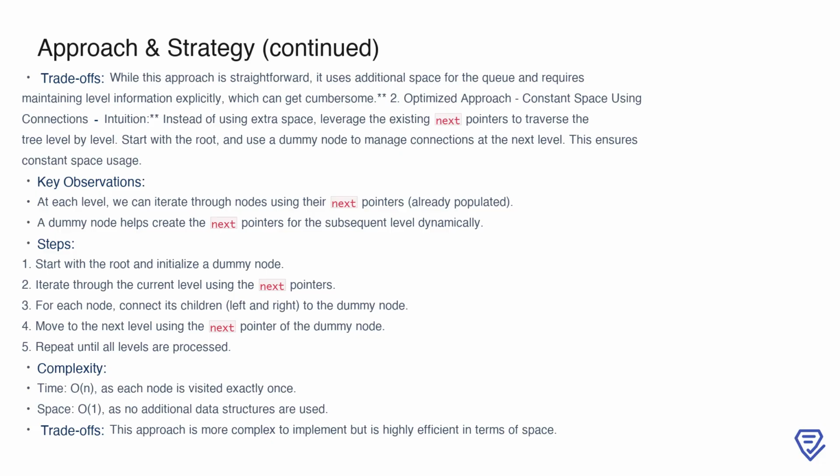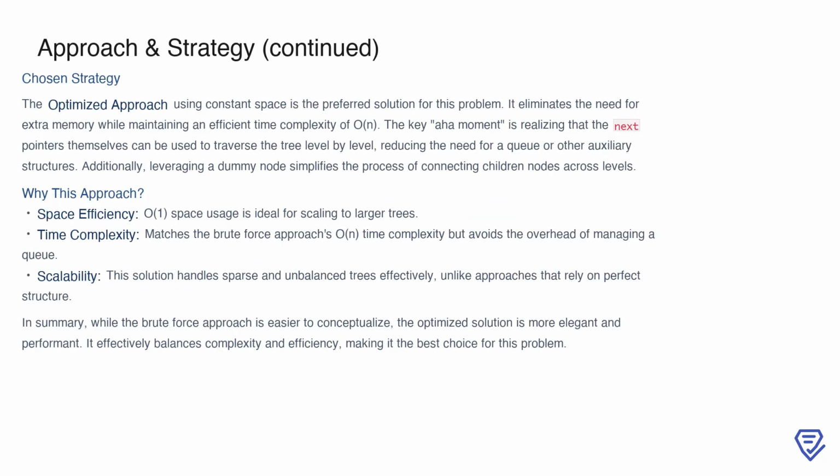With a time complexity of O(n), as each node is visited only once, and a space complexity of O(1), since no additional data structures are used, this solution is both space efficient and scalable. The trade-off here is implementation complexity, as it requires careful management of pointers and levels. The optimized approach using constant space is the preferred solution for this problem. Its key insight is recognizing that the next pointers themselves can be used to traverse the tree, eliminating the need for extra memory like a queue. The dummy node simplifies the process of connecting children across levels, making it both elegant and efficient.